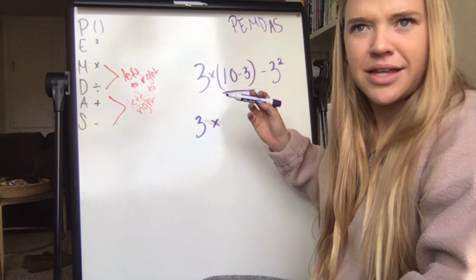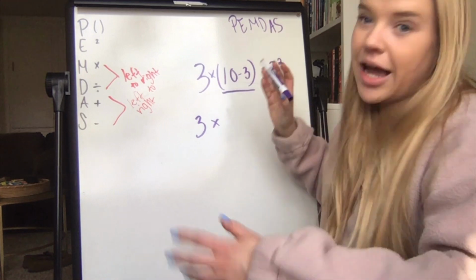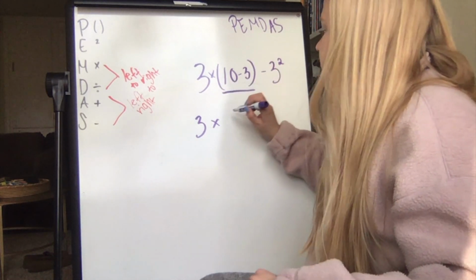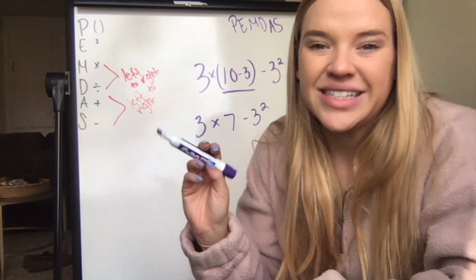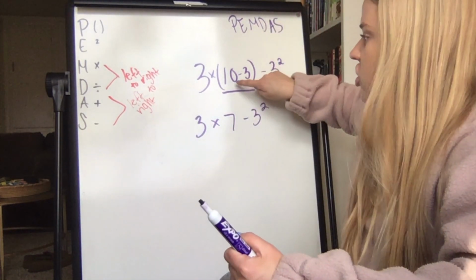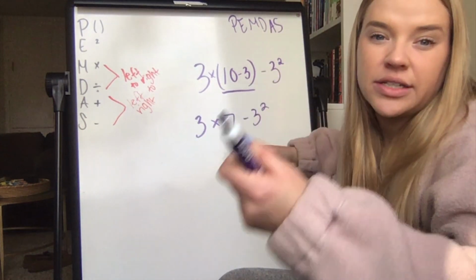So now I have 3 times 10 minus 7. Have I been saying 10 minus 7? I meant to say 10 minus 3. I was getting my answer. 10 minus 3 is 7, minus 3 squared. Everything else is staying the same. The only thing I've changed is what was in the parentheses. I solved it to 7.